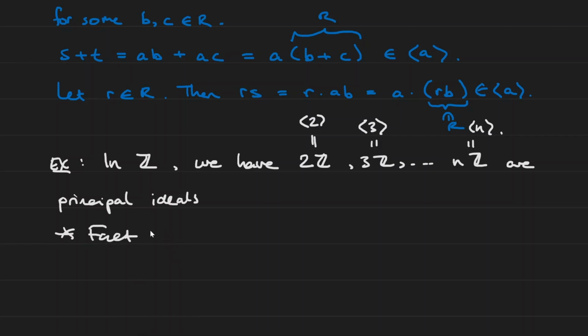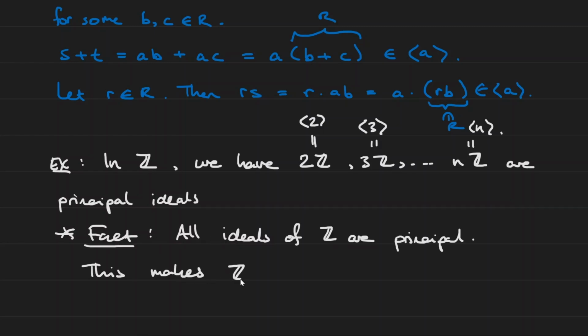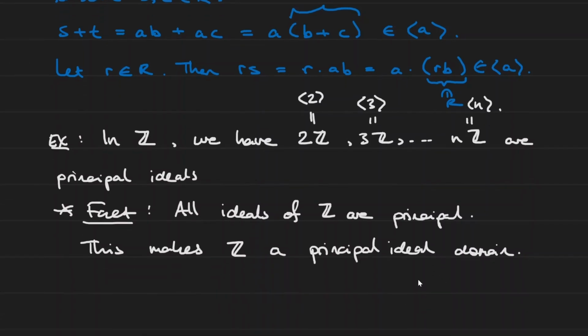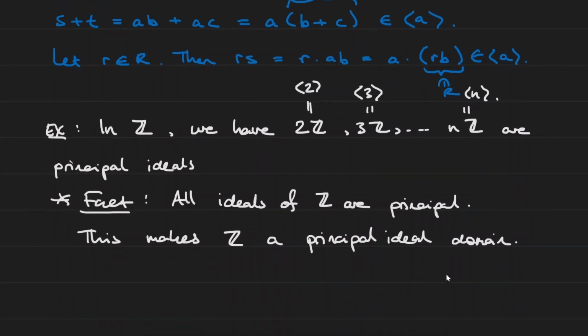And here's a fact, which we'll get to after quotient rings. It turns out that all ideals of Z are principal. And this makes the ring of integers a so-called principal ideal domain. So a principal ideal domain is a ring where all of its ideals are principal ideals. And we'll get to PIDs in one of the later videos after quotient rings, because we're going to prove a few nice properties about these sorts of rings.